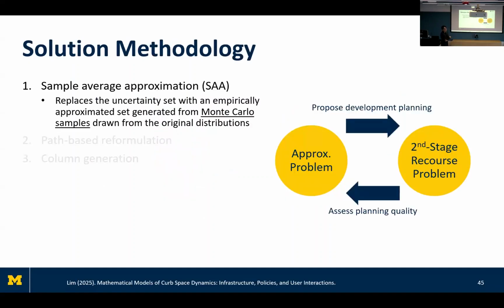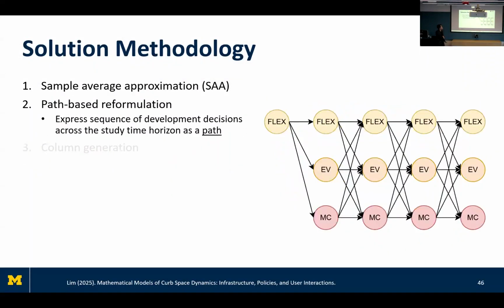So now let's consider how I solve this problem. First is simple average approximation, which allows me to replace the uncertainty set with the Monte Carlo sample, so I can have an estimation of the original distributions of the uncertainty. Next is path-based reformulation, and this is a unique way that is not conventionally used in solving stochastic optimization models.